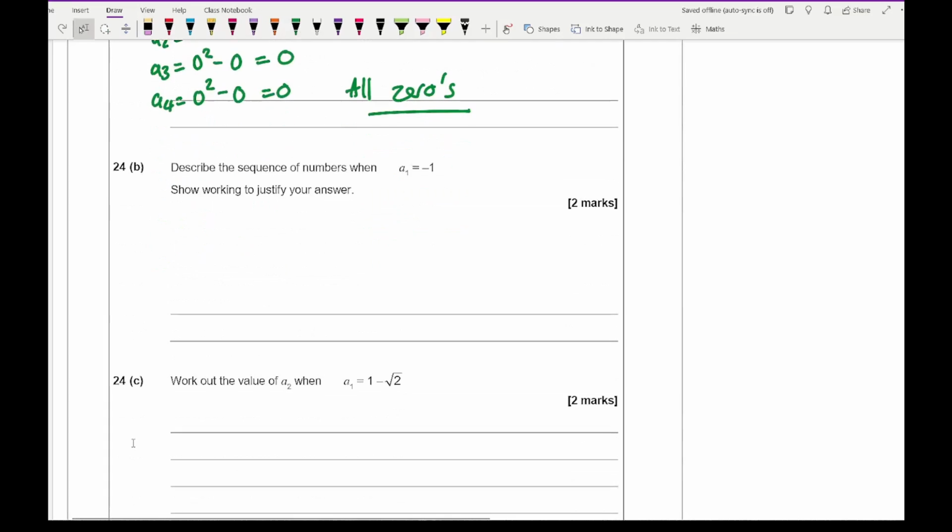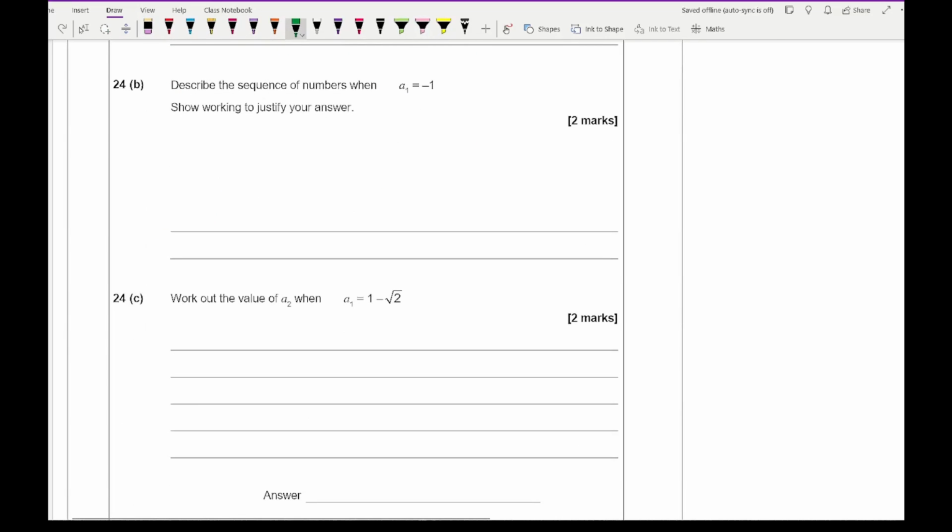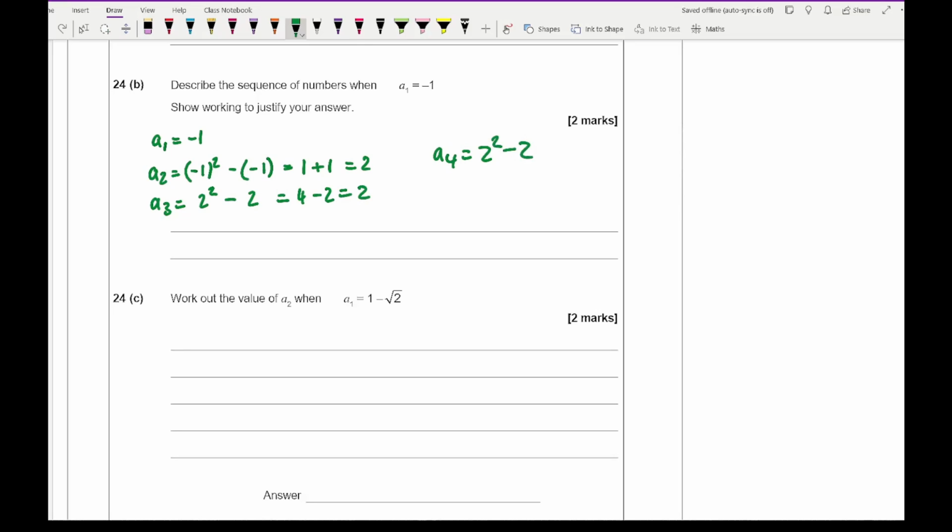Then for question 24b, it says describe the sequence when a1 equals minus 1. So a1 equals minus 1. a2 is going to be the previous answer squared minus the previous answer. So minus 1 squared is 1. Minus minus 1 becomes plus 1, so that becomes 2. Then a3 will be 2 squared minus 2, and that's going to give me 4 take away 2, which is 2. a4 is going to be the same, so it's going to be 2 squared minus 2, which equals 2. So in other words, they're all 2s.